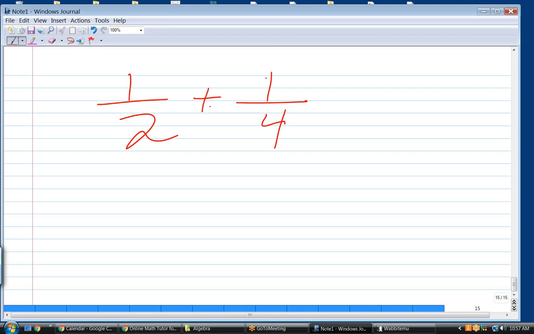So if we add it, it's going to be 1.6. No. How do we add fractions? You're not going to be able to do this on a calculator, because the calculator is going to give you a decimal answer. So we have to find a common denominator. What's the common denominator going to be? Between 2 and 4. It's 4. It always has to be at least the biggest number.